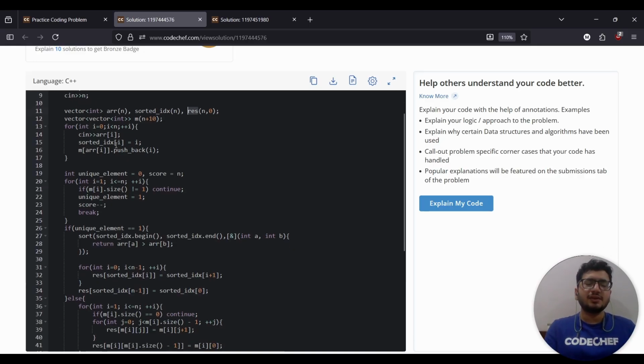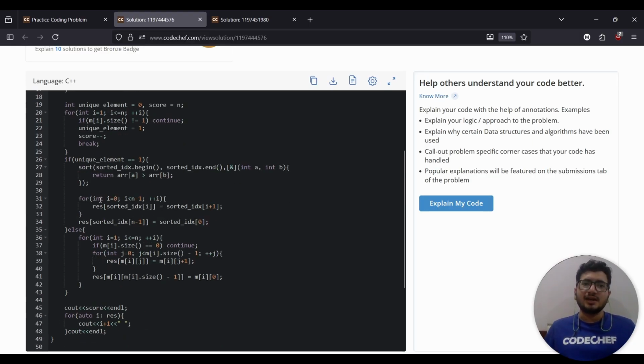Now, with this, we can find whether there exists a unique element or not. So for any number in M, if the number of indices where this occurs is equal to 1, it means that we have a unique element, and the score that we can get is now n minus 1. We cannot get the score n. Now in case there is a unique element, what we'll do is, we'll sort the array in descending order, and since we only need the indices, we are sorting the indices based on the actual array. We sort it in descending order, then the first index will point to the next and so on until n minus 1. The last index will point to the first index, and with this we'll get a score of n minus 1.